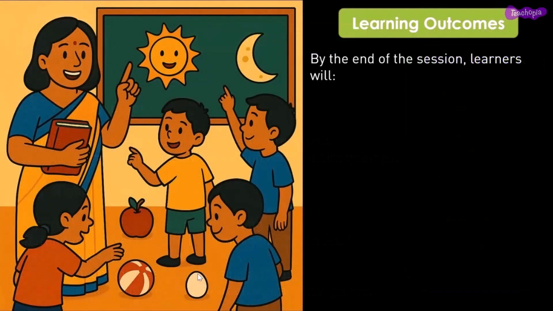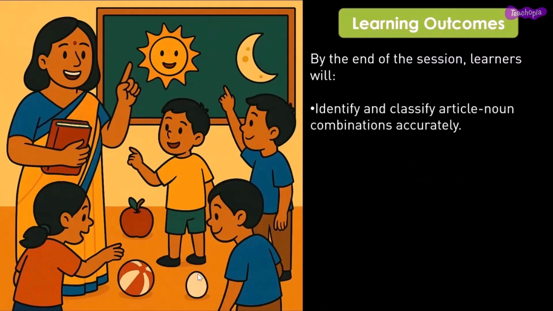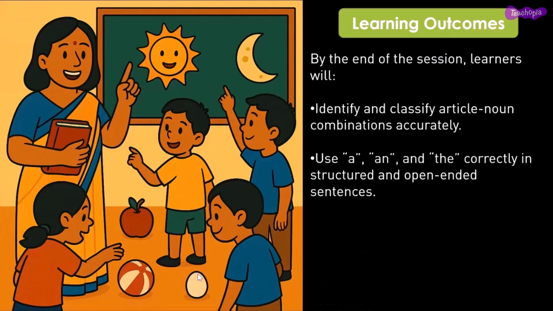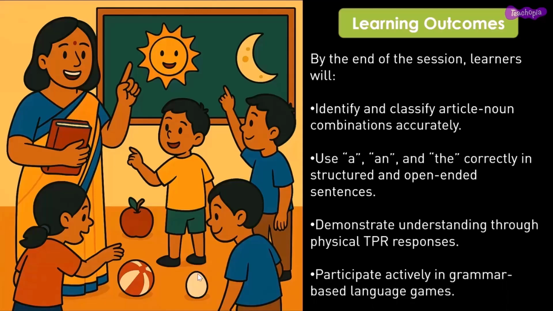At the end of this particular activity, the learners will identify and classify article noun combination accurately, use a and the correctly in structured and open-ended sentences, demonstrate understanding through physical TPR responses, participate actively in grammar-based language games.